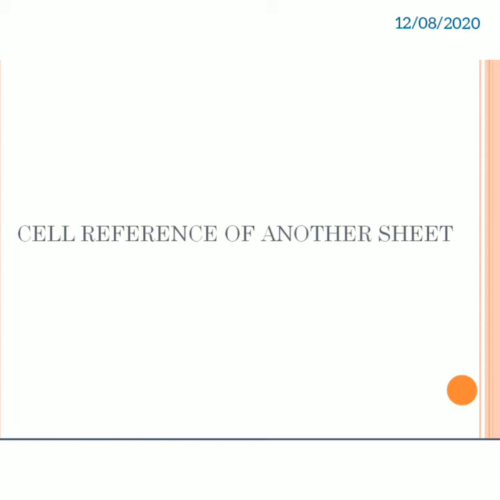I'm repeating again. Cell reference of another sheet means that you can use a cell reference of one worksheet in another worksheet, and it can be done in two ways. Number one, using copy paste option. Number two, using sheet reference. All right. So let us see one example which will help you to understand how we can refer the cell reference of one worksheet in another worksheet. Okay, so let's do it.